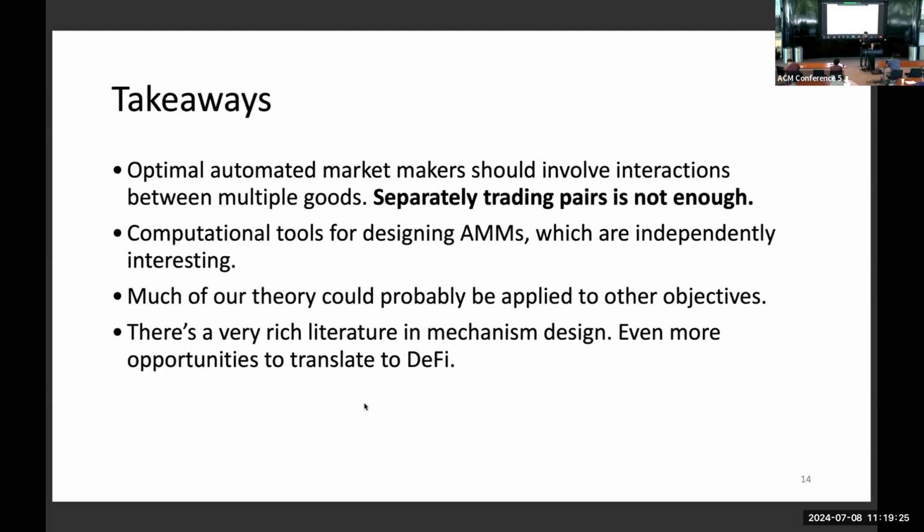And a very interesting aspect of this work is that we use computational tools. We just train randomly initialized neural networks to generate the interesting conjectures for optimal AMMs. And another takeaway is that there is a rich literature in mechanism design, and more of it can be adapted to the space of DeFi.